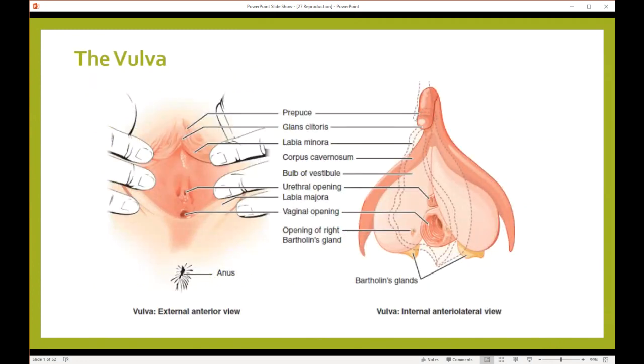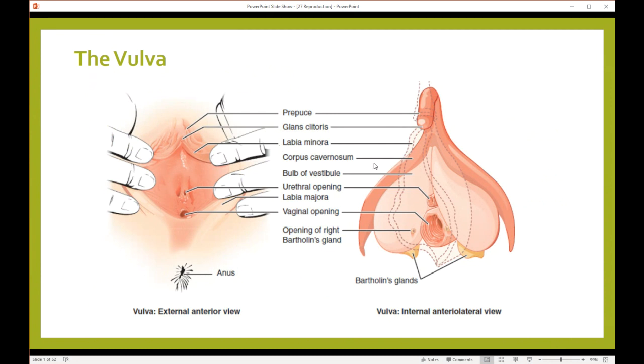So the vulva, let's talk about the anatomy for a second, okay? So the vulva is kind of all of this area, okay? This is the external view and the internal view of the vulva, okay? So first we have what's called the prepuce. You remember that we had the prepuce in the males as well, okay? That was the foreskin. We have what's called the glans clitoris. We have the labia minora.